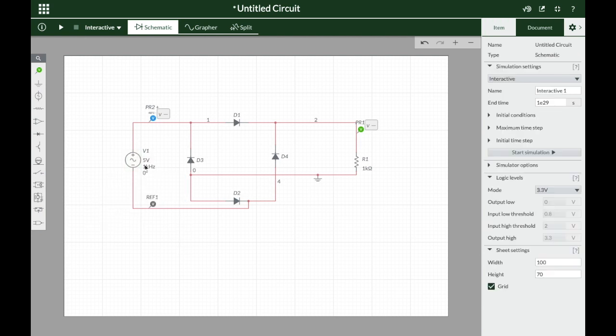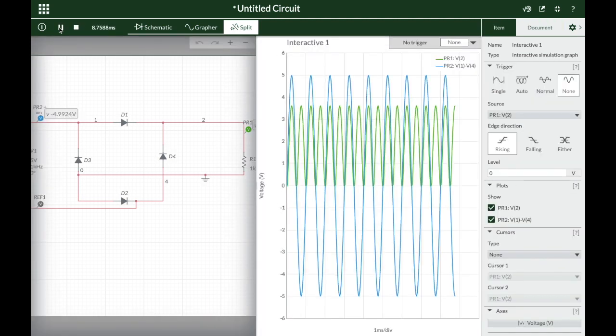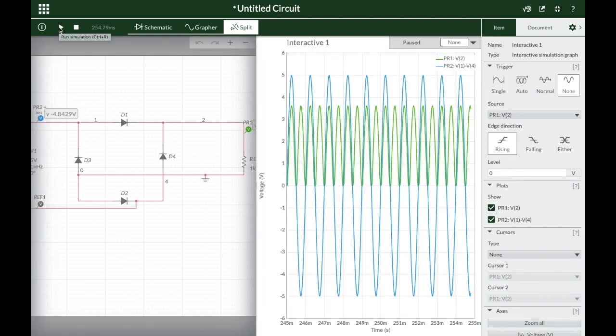With this, the input signal will change from minus 5 volts to plus 5 volts. That means it will have a peak to peak amplitude of 10 volts. Now we'll run the simulation. Here now we are on the interactive mode and we will keep it on the interactive mode itself and run the simulation. So let's go to split mode and start the simulation. I'll stop the simulation and have a look at the output waveform.